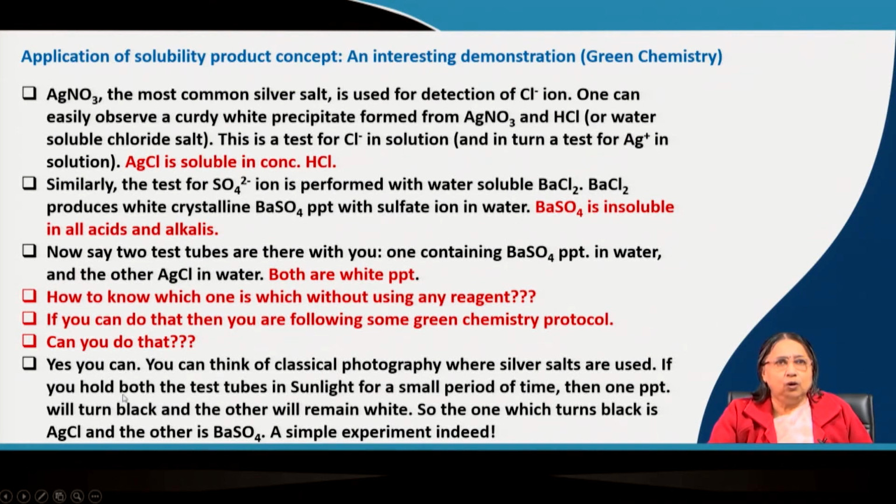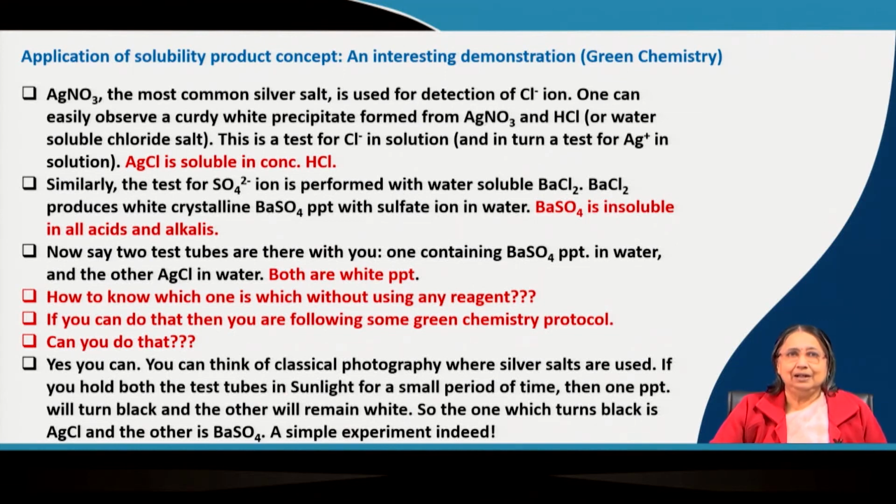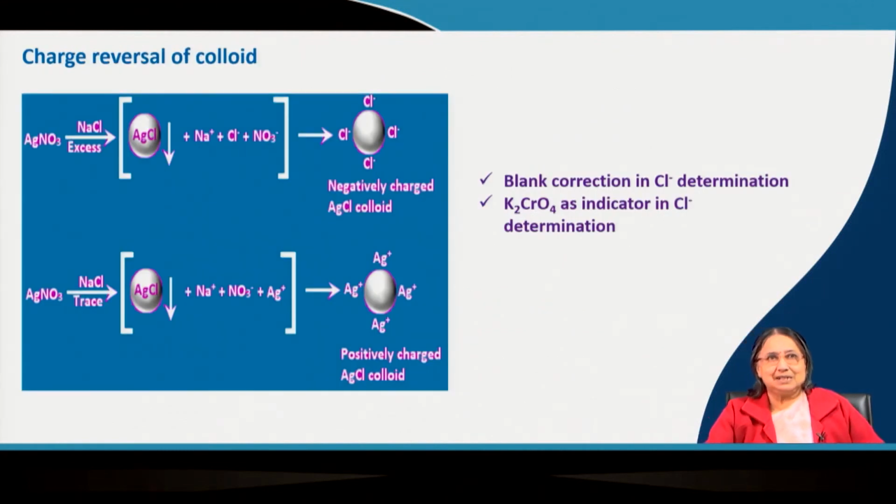Now, if you hold both the test tubes in sunlight for a small period of time, then one precipitate will turn black and the other will remain white. Which one will turn black and which one will remain the same? Silver chloride will turn black. Why? Because with photons, you know, it will decompose to form silver, and silver is black, and barium sulphate will not react with the photon. So, it will remain the same. It is a very simple experiment to understand, and this is a green chemistry protocol, a green chemistry approach.